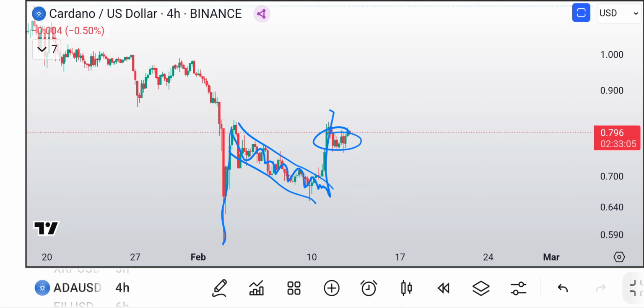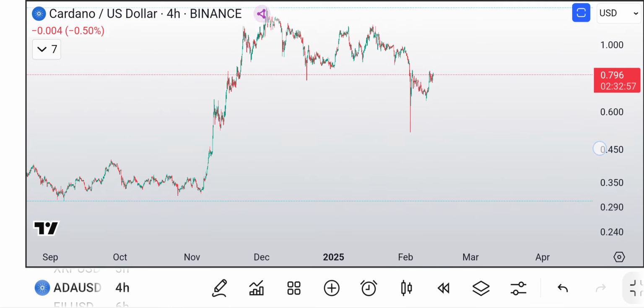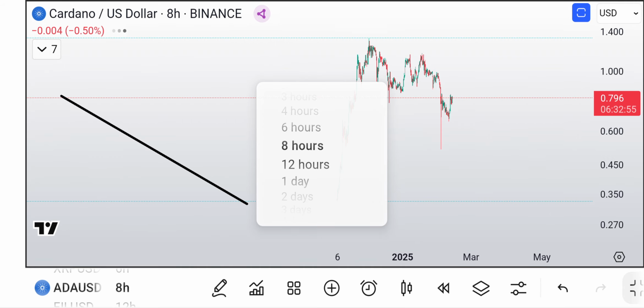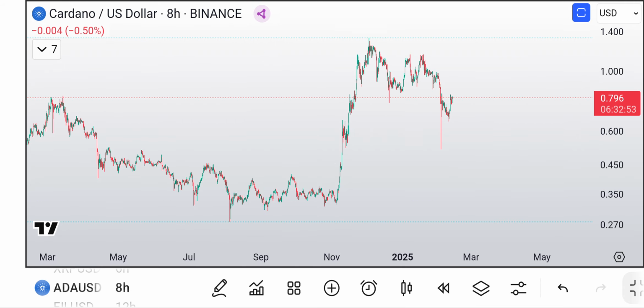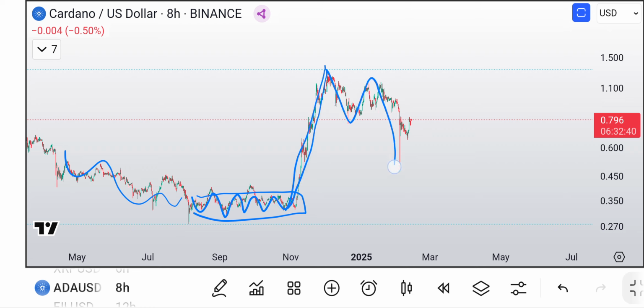I think ultimately higher is the direction. But look at the move. Look at this. You come down, you mark a low, accumulation. I mean, look at the sideways. You break out massive, and then you have this three-wave pullback.